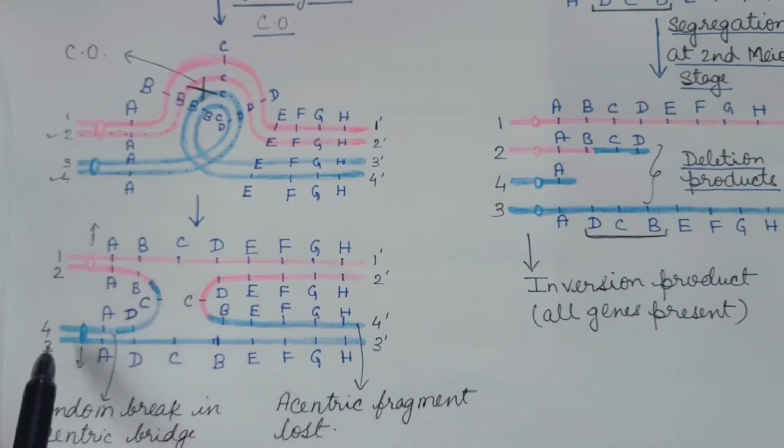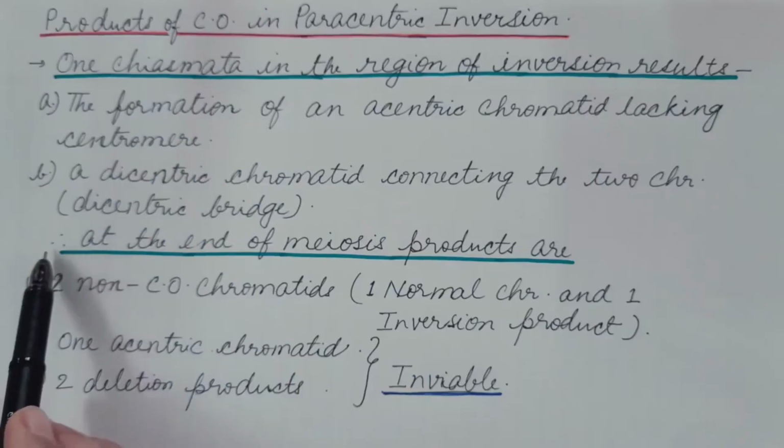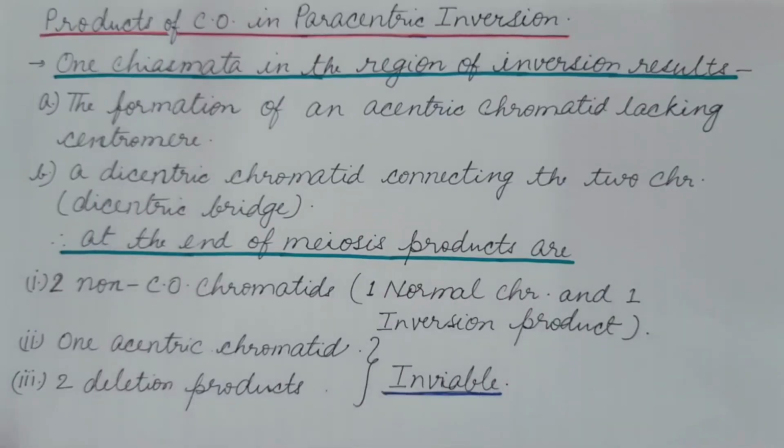So as a result of crossing over, we get the acentric fragment, which is not viable, and we get the dicentric bridge to which two non-crossover chromatids are attached. Therefore, at the end of the meiosis, products are two non-crossover chromatids, one normal chromosome, and one inversion product, one acentric chromatid, two deletion products. This acentric chromatid and deletion product are inviable.